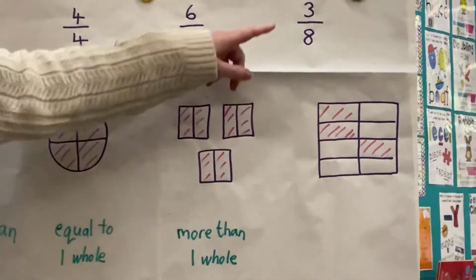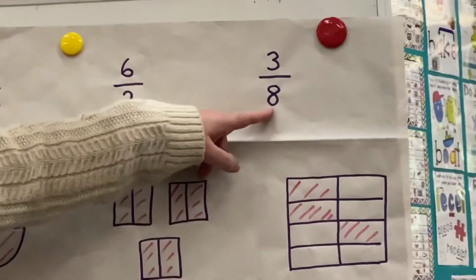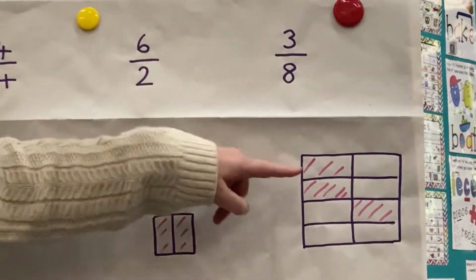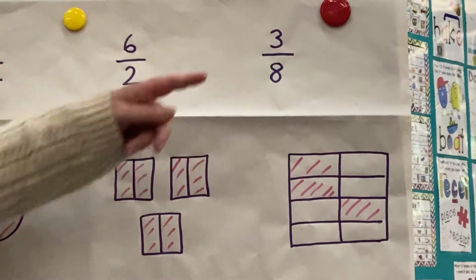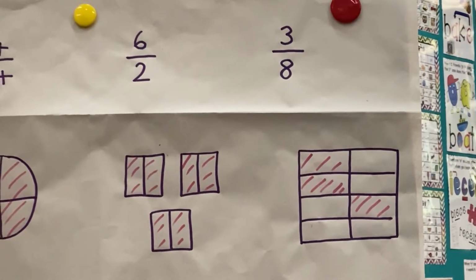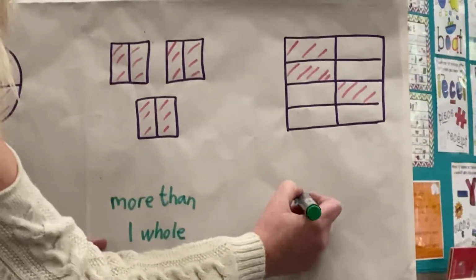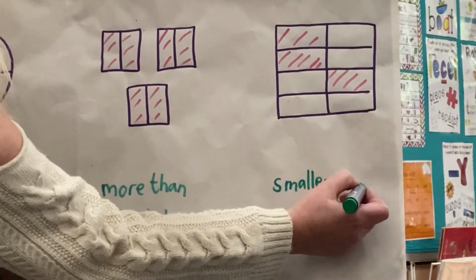And for the next fraction, 3 eighths, we've divided the shape into 8. And there's 3 coloured in, 3 out of 8. There's only 3 out of 8 coloured in. So is this fraction smaller than 1 whole, the same as 1 whole, or more than 1 whole? 3/8 is smaller than 1 whole.